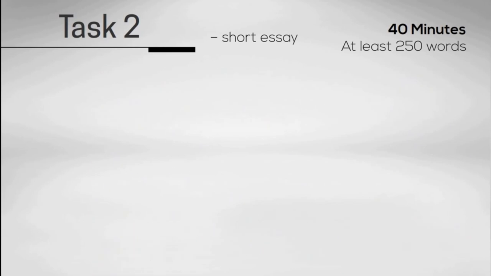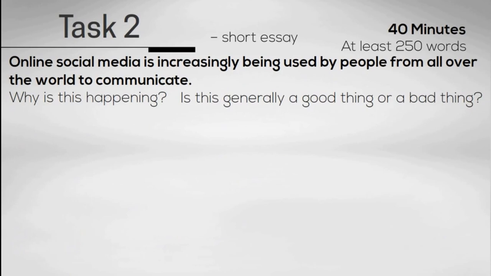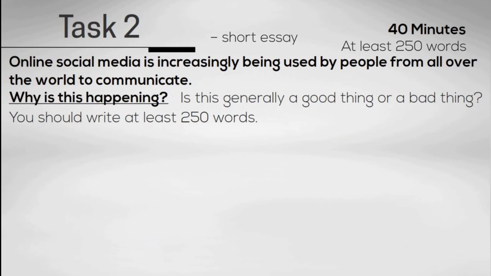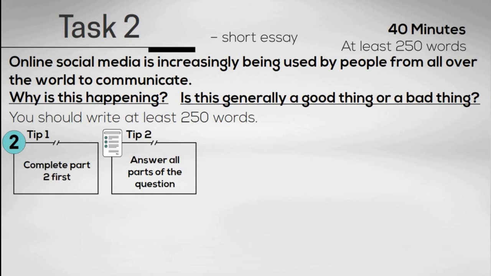Now let's take a look at an example question. Online social media is increasingly being used by people from all over the world to communicate. Why is this happening? Is this generally a good thing or a bad thing? You should write at least 250 words. First, how many parts are there in this question? As you can see, there are 2 parts. Tip number 2 is you must answer all parts of a question to get a good score for part 2.